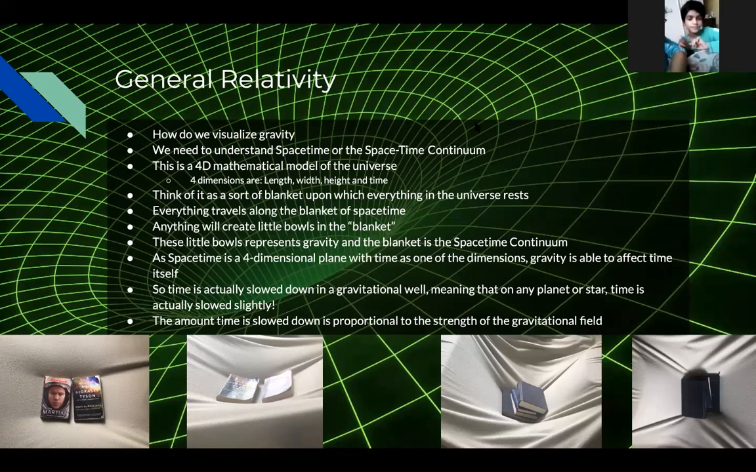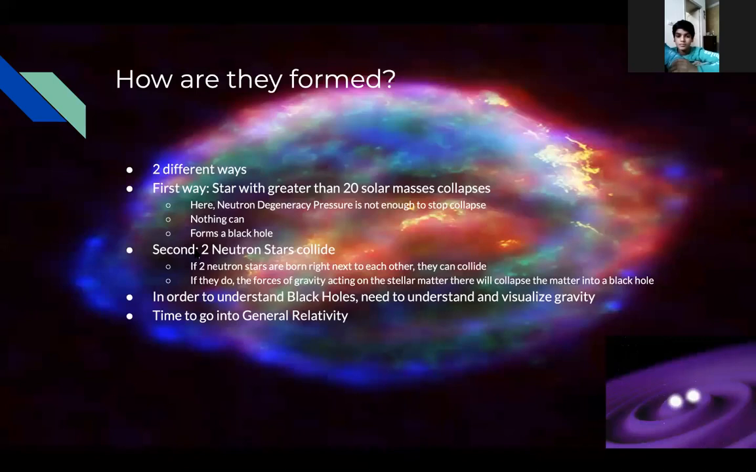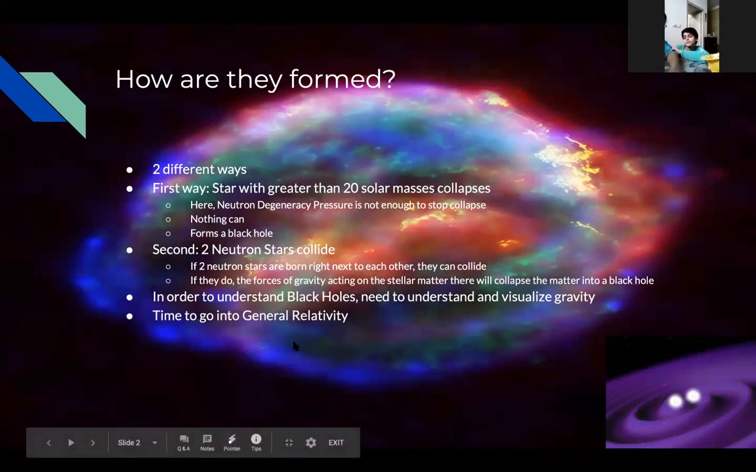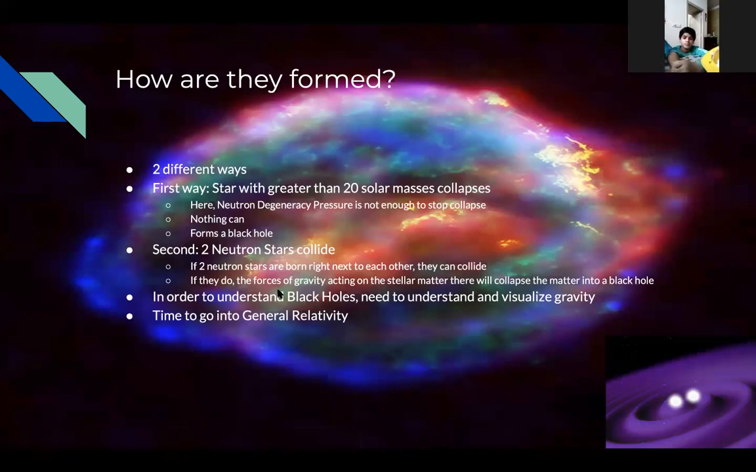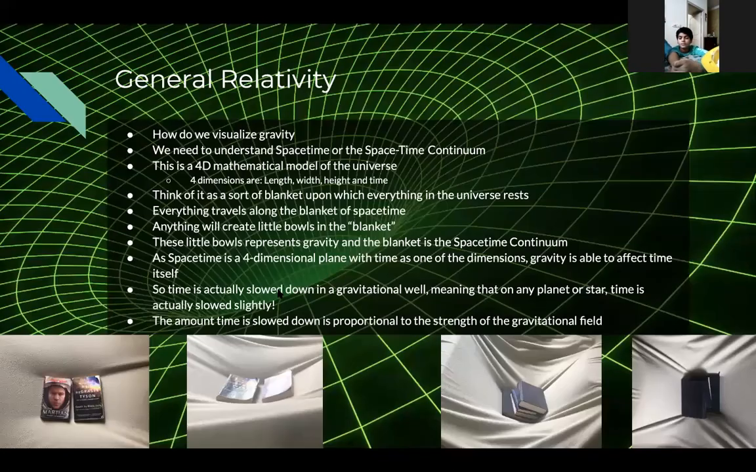So if I go back, in order to understand what a black hole is, we need to visualize and understand what gravity is. And in order to do that, we need to go to general relativity. This is very, very advanced science, so please be careful. If you have any questions, feel free to stop me and ask those questions. So how do we visualize gravity? In order to do that, we need to understand space-time.